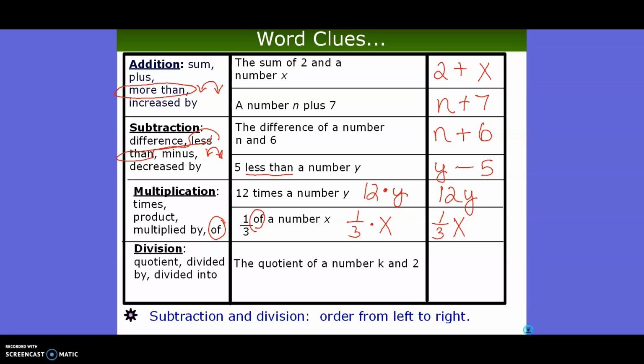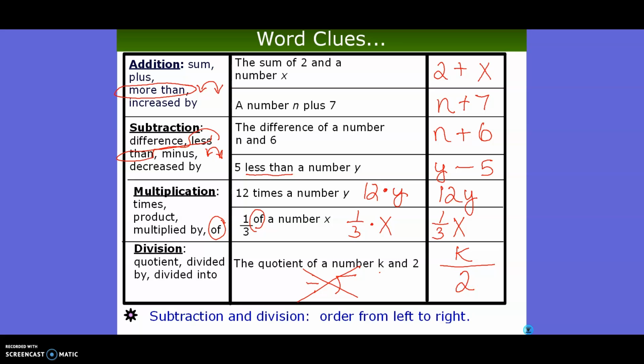Division is represented by the word quotient, divided by, divided into. The quotient of a number k and 2. Now we've graduated from using the division symbol like that or the division box, so I don't want to see any of those. We want to see division written in terms of a fraction or with that fraction bar. So the quotient of a number k, so k is the numerator, it comes first, we write it on top, fraction bar, 2.